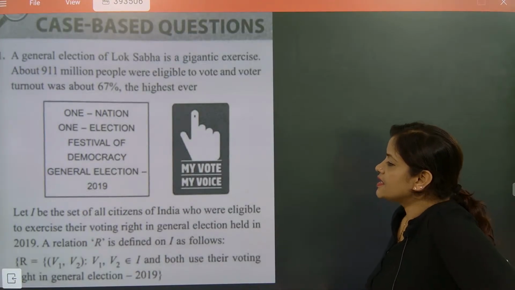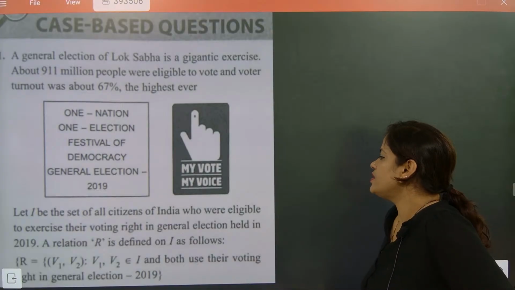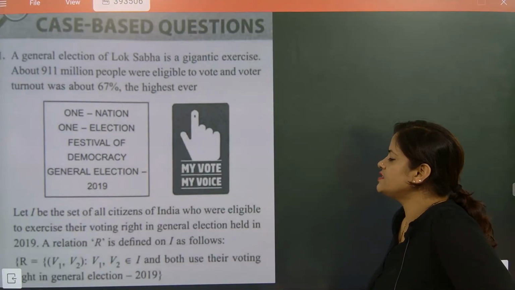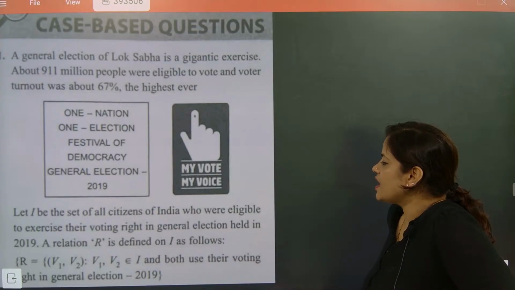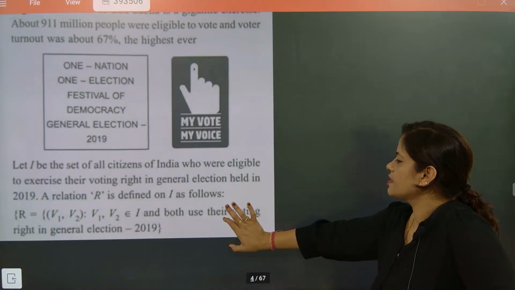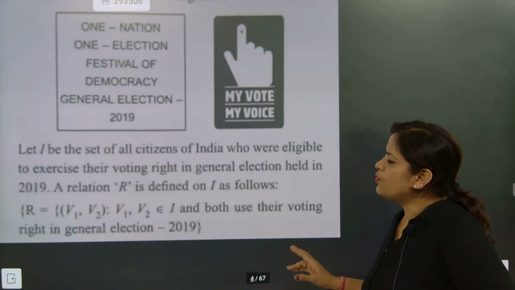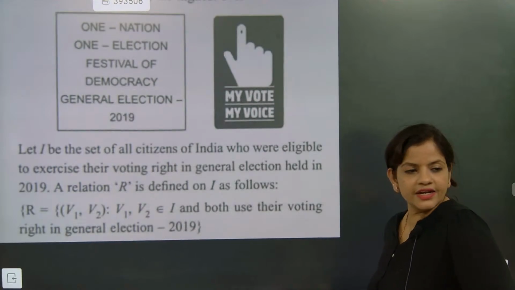Let L be the set of all citizens of India. Understood? After that, what they are telling: who were eligible to exercise their voting right in the general election held in 2019. A relation R is defined on L as this, and both used their voting rights in the general election in 2019. Done now?